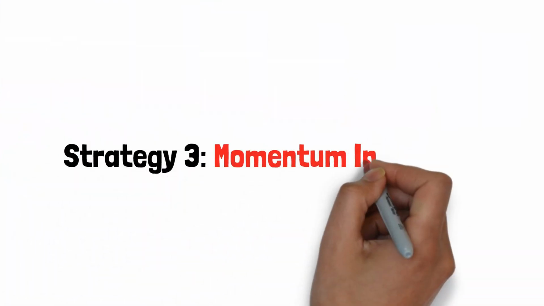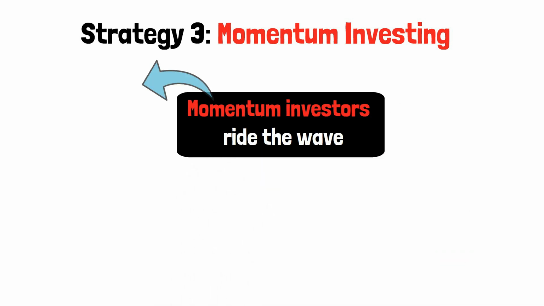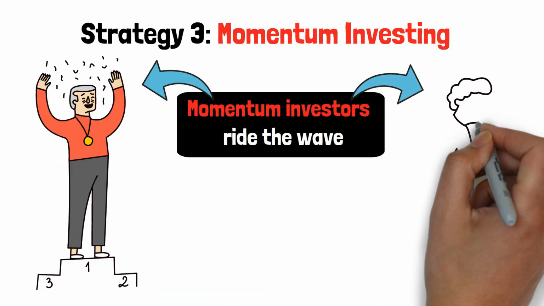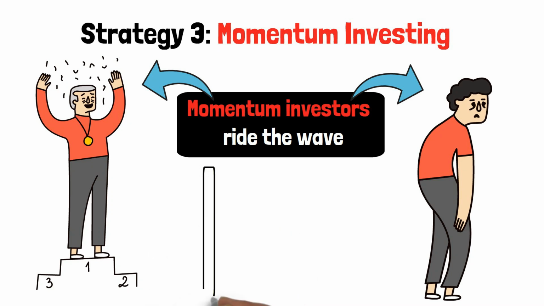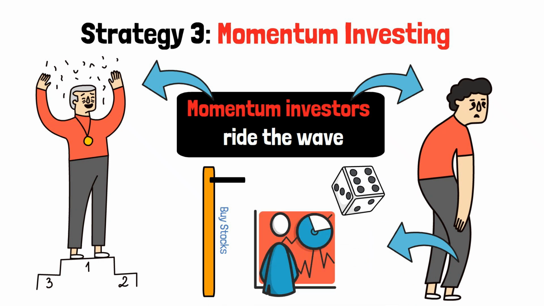Strategy 3: Momentum investing. Momentum investors ride the wave. They believe winners keep winning and losers keep losing. They look to buy stocks experiencing an uptrend. Because they believe losers continue to drop, they may choose to short sell those securities.